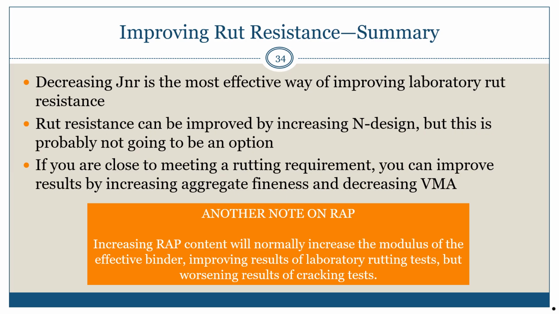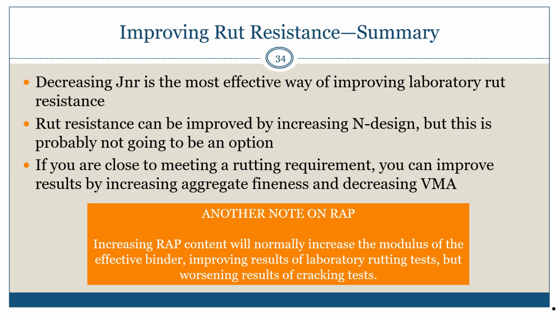A few summary comments on improving the rut resistance of your mix. The most important thing you can do is to decrease GNR. Now you want to make sure when you do that you don't increase the low temperature grade of your binder. In a lot of cases, that's going to mean moving from a non-modified to a modified binder, or from a modified binder to one that's more heavily modified. You can also increase your rut resistance by increasing N design, but that usually isn't going to be an option because N design will be specified for the mix.